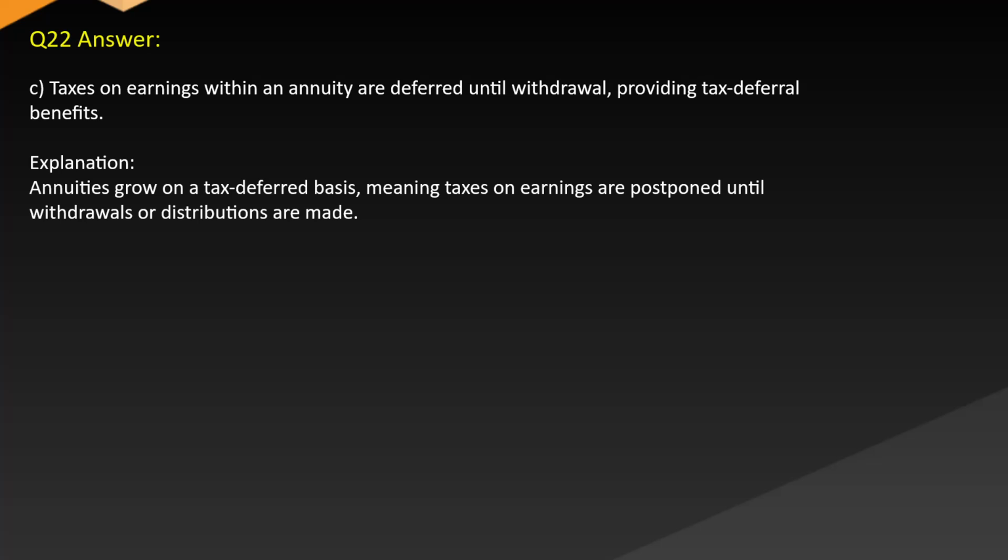Answer: C. Taxes on earnings within an annuity are deferred until withdrawal, providing tax deferral benefits. Explanation: annuities grow on a tax-deferred basis, meaning taxes on earnings are postponed until withdrawals, when distributions are made.